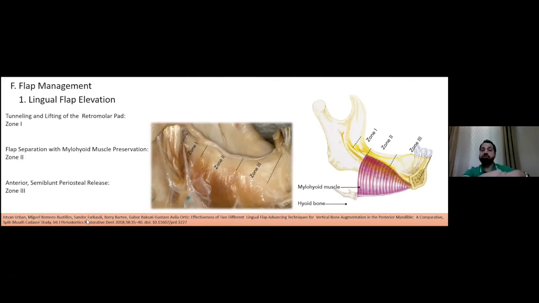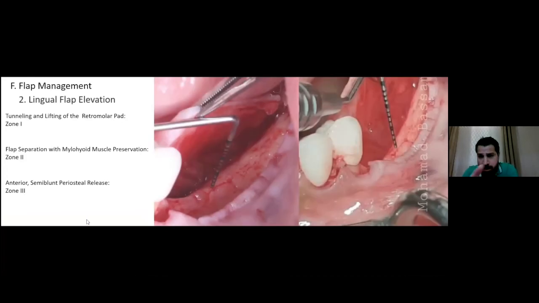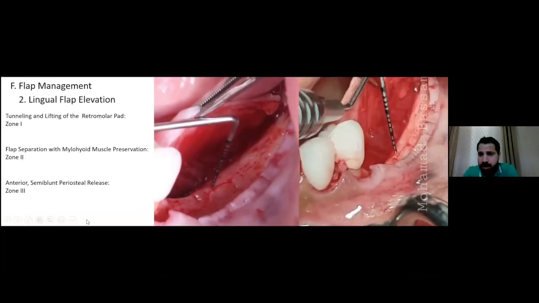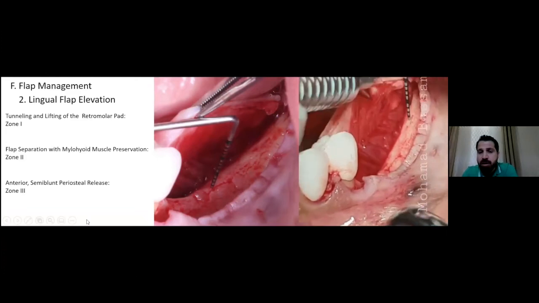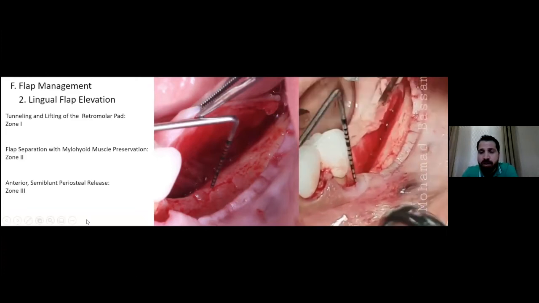We're just going to try to pull. You can use your perio probe. You can just use a little bit of pressure while holding your flap with a tweezer and trying to push it. It's going to be a relief of the mylohyoid muscle. And in the anterior zone, you will need a semi-blunt periosteal release. You will see here, for example, that you're getting almost 15 millimeters by only releasing your lingual flap.